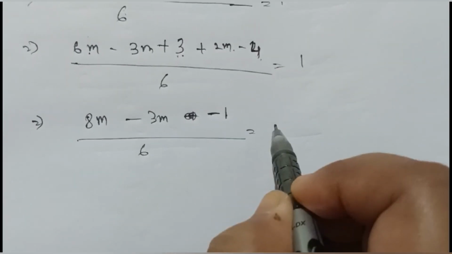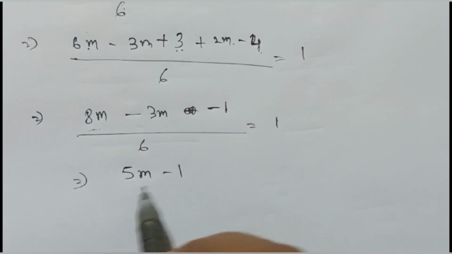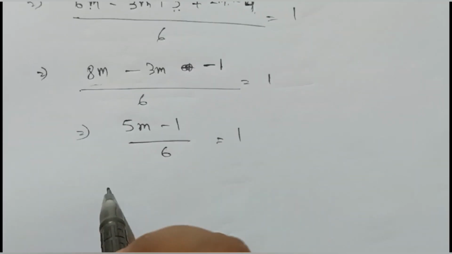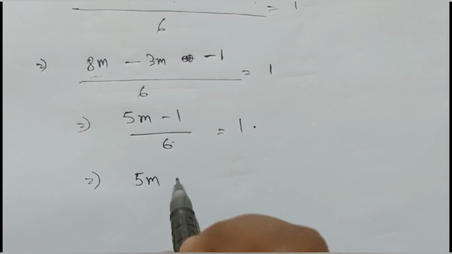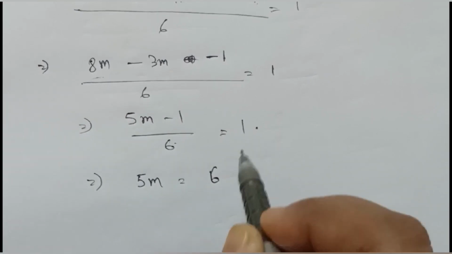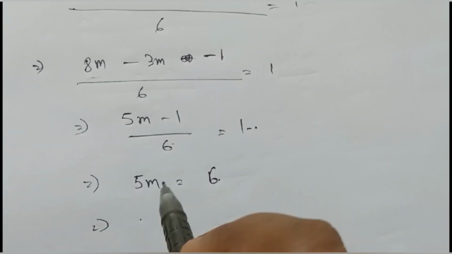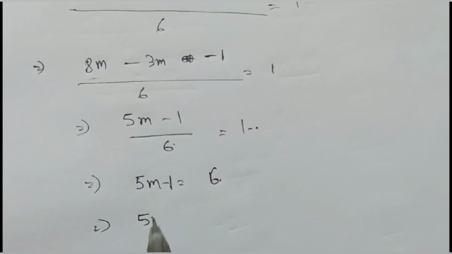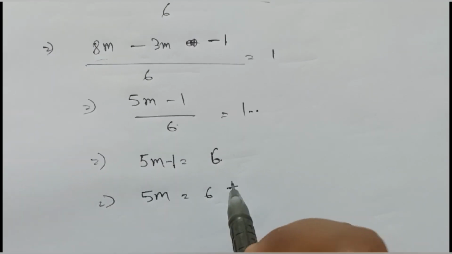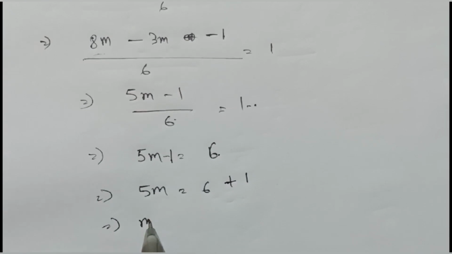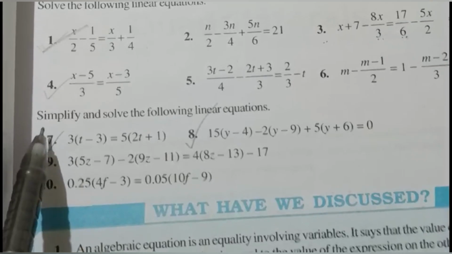Then 6m. Then here 5m minus 1 by 6 equal to 1. Then this 6 will transfer here. So 5m, then this one will come 6. Yes or no? 6 1s are 6. Then minus 1, I forgot to write. Then 5m you write here. Then this 6 will bring here. So it will become plus 1. So m will be how much? 7 by 5.